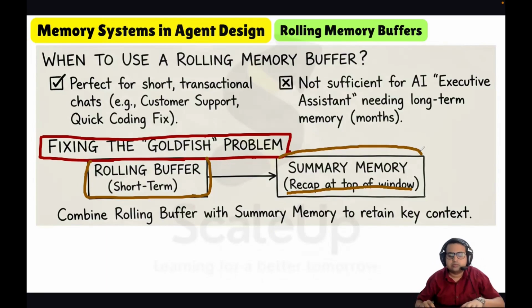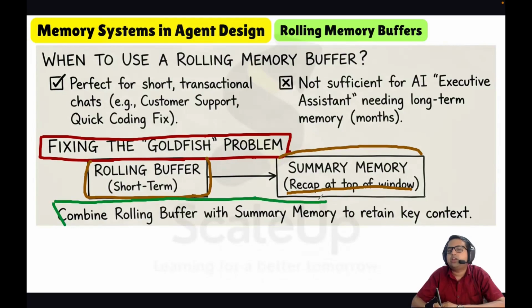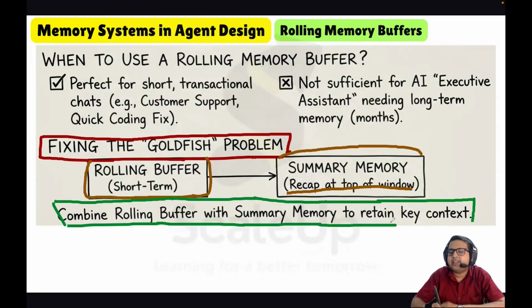So we are combining the rolling buffer with some summary memory, where instead of just dropping the old messages, the agent writes a quick recap of what happened and keeps that at the top of the window. So that's the main idea: combine the rolling buffer with summary memory of the messages which we are about to wipe off, and it will retain the key context.